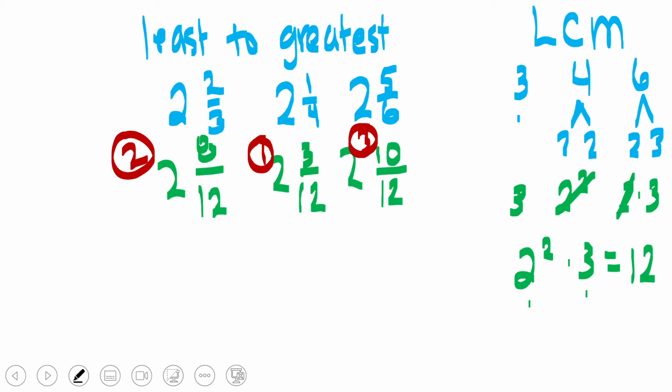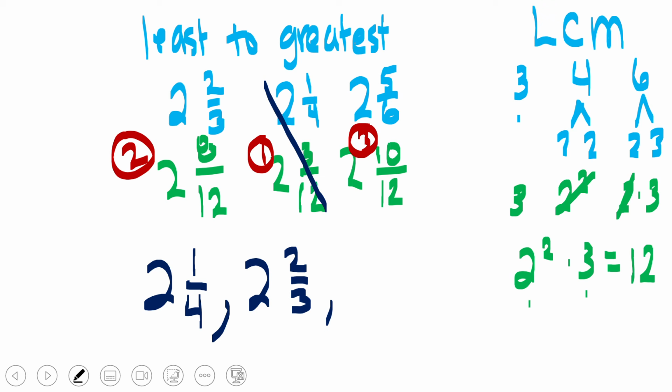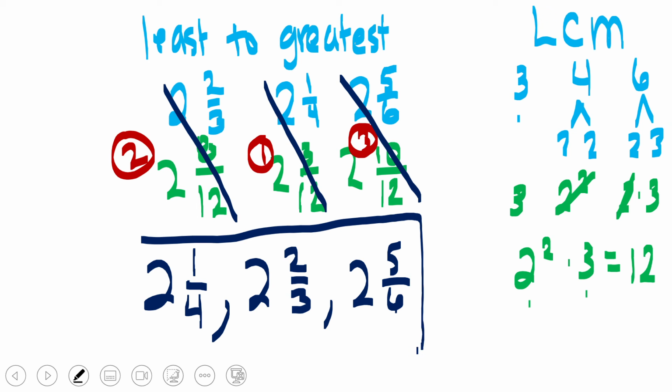So 2 and 1/4 matches 2 and 3/12, so it comes first. We've addressed this one. 2 and 2/3 is next. We've addressed this one. And 2 and 5/6 is the greatest number. We've addressed this one. I like to mark out what I've addressed to organize my work. We have listed these mixed numbers in order from least to greatest based on their fraction value.